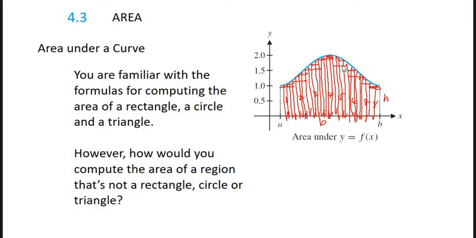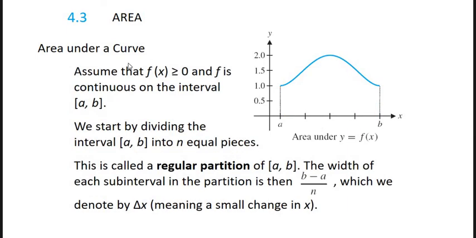There's a much easier way to do this. Actually, it's not easy, it's a little bit complicated, but that's where we're going now. We're going to take into consideration all these small partitions. We're going to call this a regular partition from a to b. For this interval, the width of each subinterval is known as delta x.